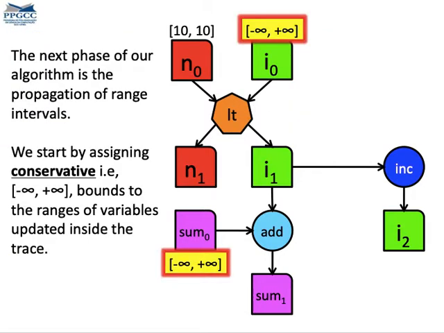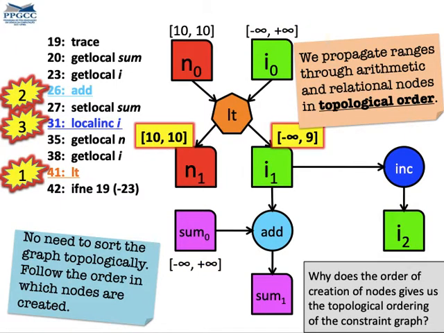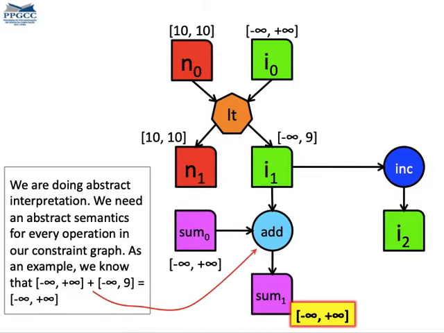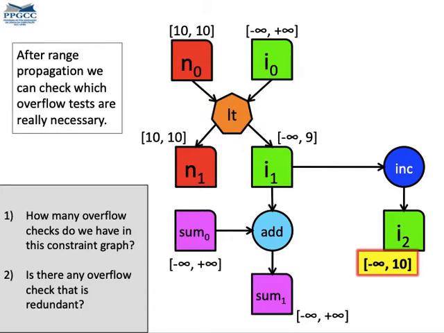So to propagate ranges, we widen the ranges of all the variables that are not constant. Then we use the conditionals to narrow them back into bounded ranges whenever that's possible. So we get that i1 can be at most 9 because it's less than n, which is 10. We keep propagating ranges. An addition of minus plus infinite with anything yields back minus plus infinite, of course. And if we increment minus infinite 9, then we get minus infinite 10, right here, the range of i2.